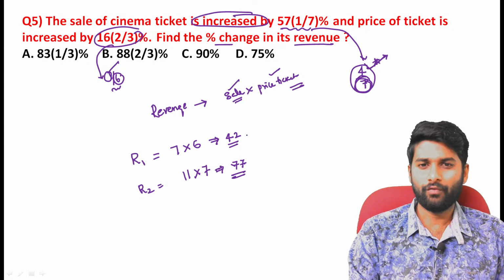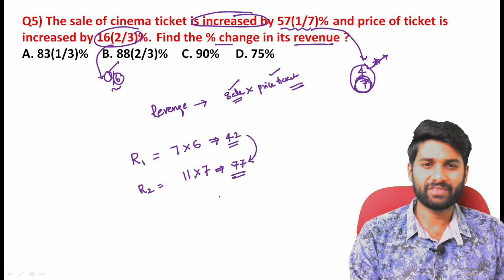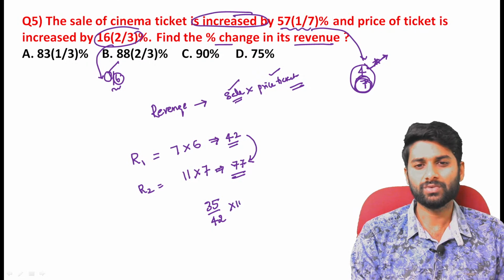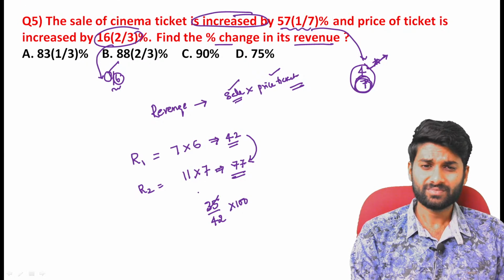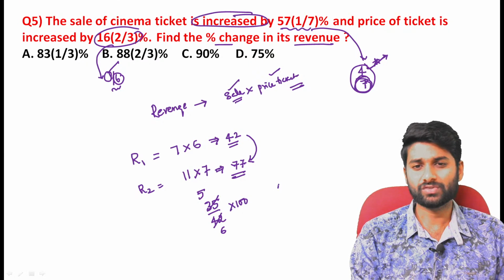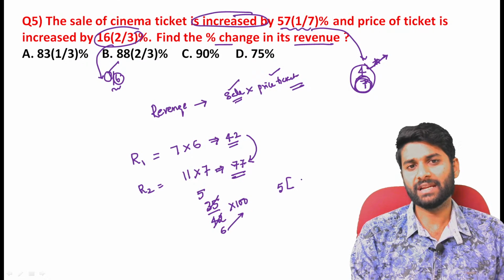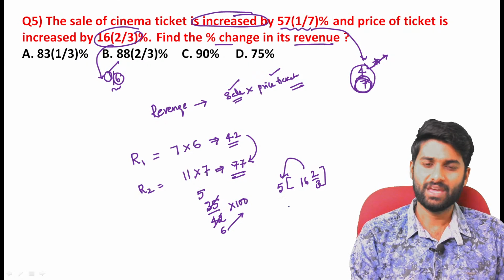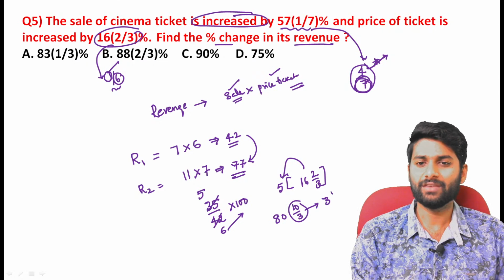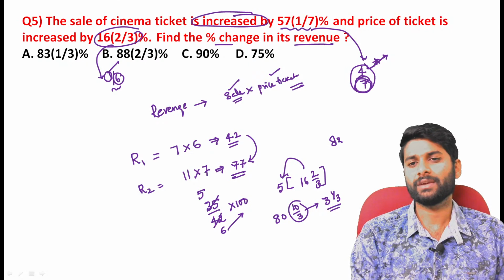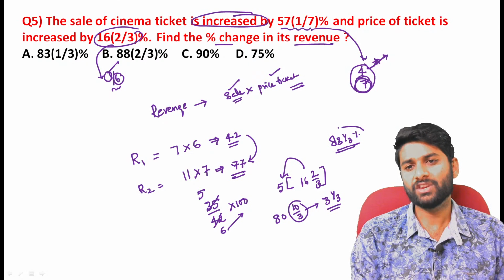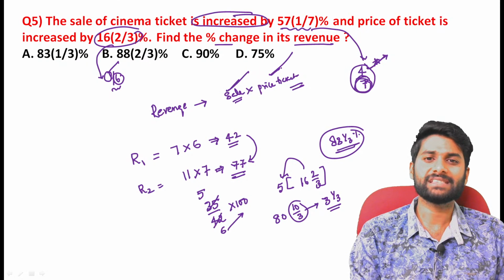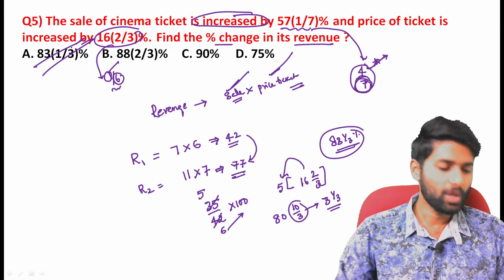Now we will observe, guys. 42 becomes 77. It is increased by 35 units, divided by initial value 42 into 100. So 7 5s are 35, 7 6s are 42. Now see, 5 into 100 by 6, the value becomes exactly equal to 16 2 by 3. Now this number you should multiply by 5. Now see, 5 into 16 is 80. 5 2s are 10 by 3. 10 by 3 you can write as 3 1 by 3, guys. Now the overall value becomes 83 1 by 3 percentage. Revenue is increased because of the increase in sales and the price of the ticket. The answer is 83 1 by 3 percentage.